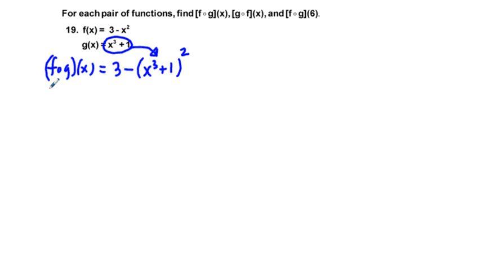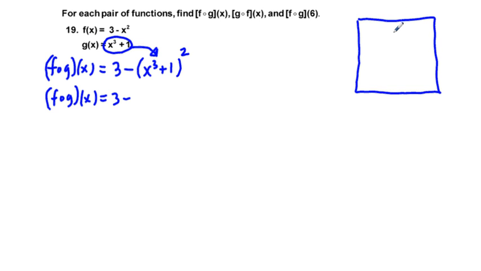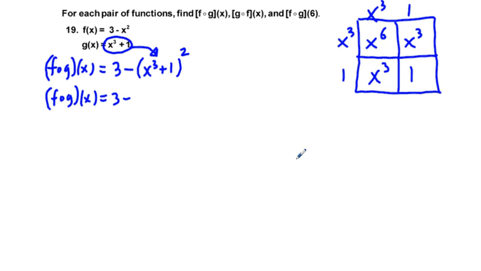And so we just have to square this out. f of g of x equals 3 minus, and I'm going to go to the upper right corner like we did in the last problem, and just put in our x cubed plus 1 on the side, x cubed plus 1. And x cubed times x cubed is x to the 6th. 1 times x cubed is x cubed. On the lower left, 1 times x cubed is x cubed, and 1 times 1 is 1.